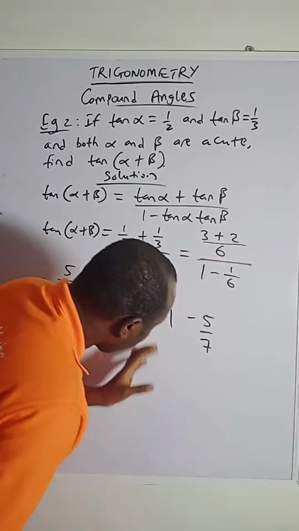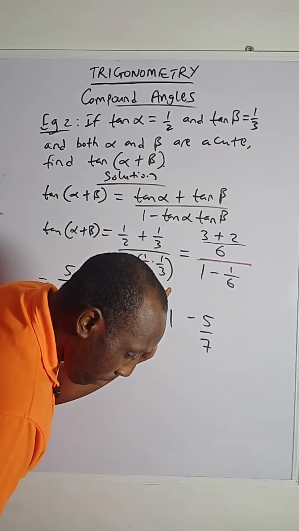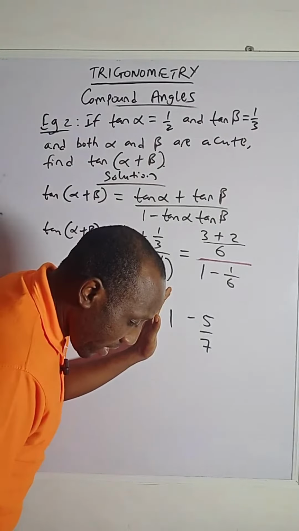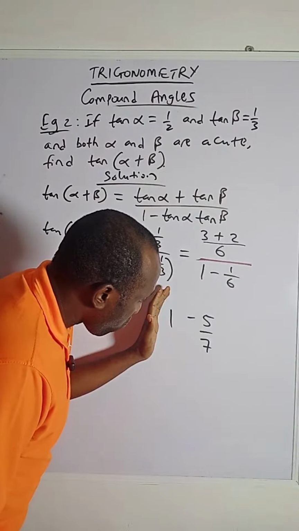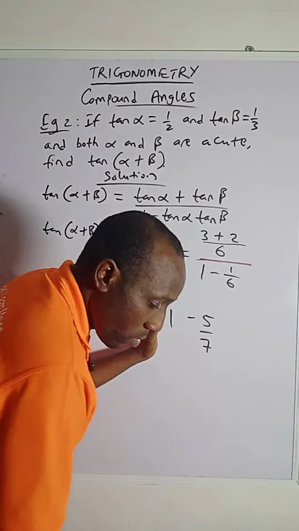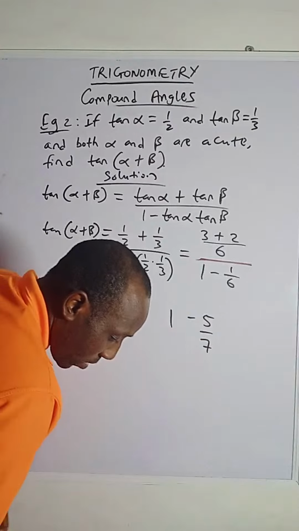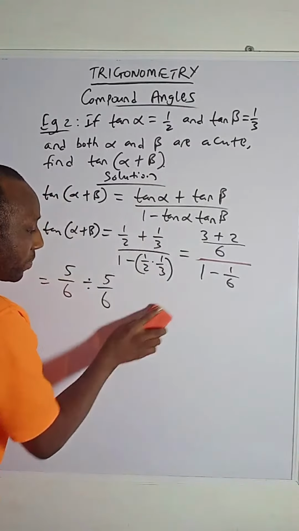Okay, so the answer here is what? The answer here is what? 2 over 7, right? 2 over 7.